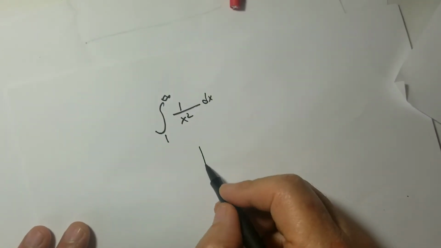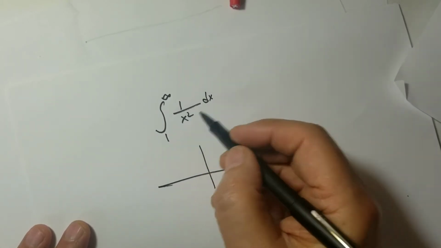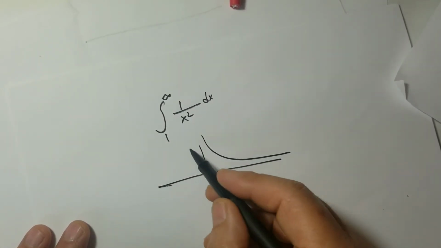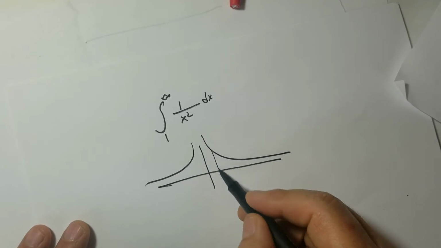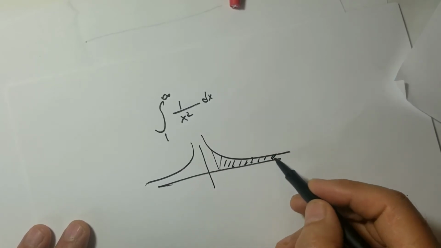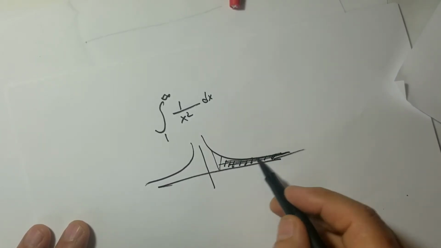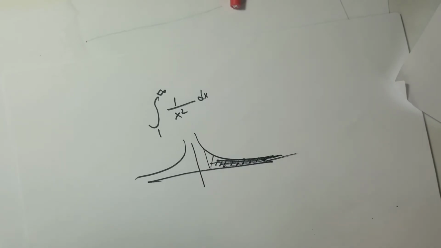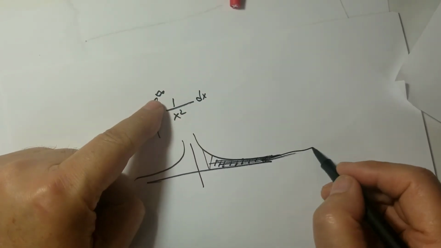What is the graph of 1 over x squared? That's the reciprocal of a parabola. The graph is right here, and I go from 1 to infinity. Oh, that's the area under the curve. Okay? But I cannot have infinity. I don't know where the infinity is.